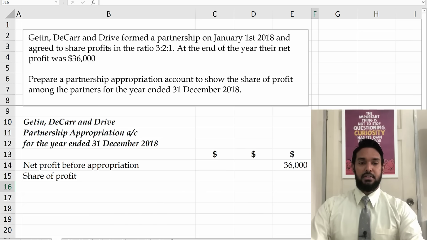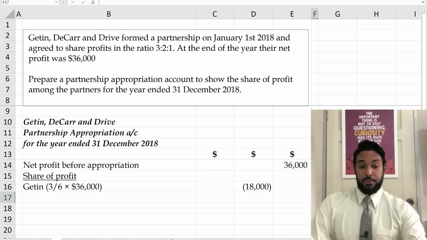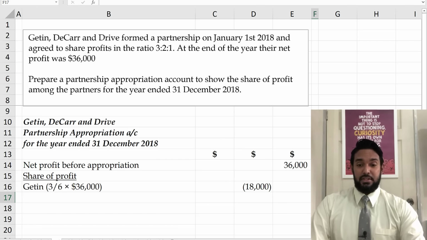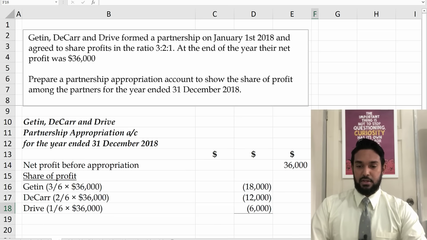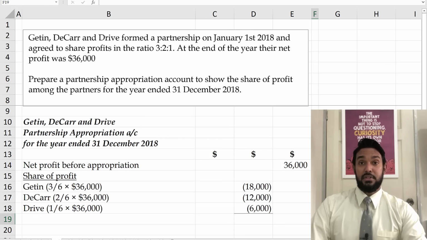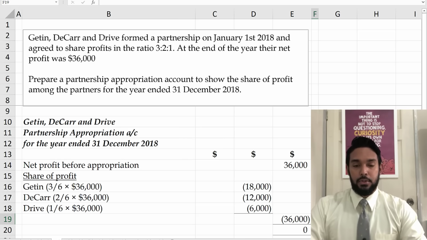Let's take a look. So Get in got 3/6 of 36,000, which is essentially a half of 36,000, is 18,000. The car got 2/6, which is essentially 1/3, which is 12,000, and 1/6 is 6,000. Adding 18 and 12 is 30, 30 and 6 is 36, and that matches with the profit above, profit before appropriation. So it all ties back once again.